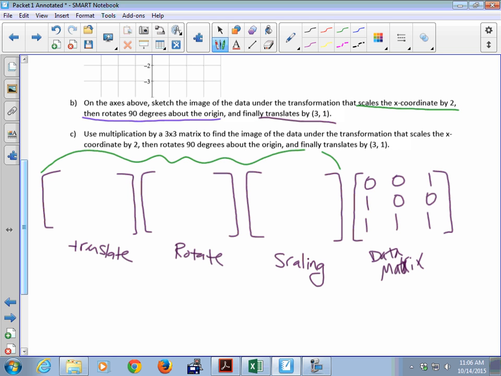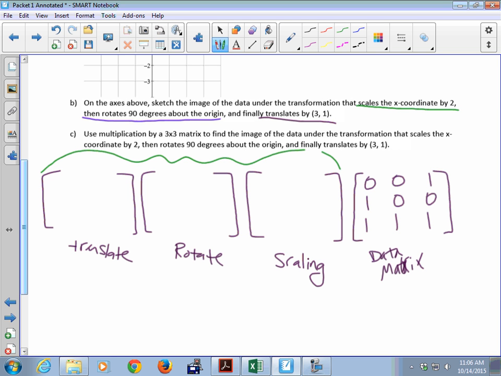I just told you why. Because you have to multiply by the data matrix last, right? Because we want to be able to combine these 3 matrices via multiplication to get one 3 by 3 matrix that you can multiply by your data matrix.